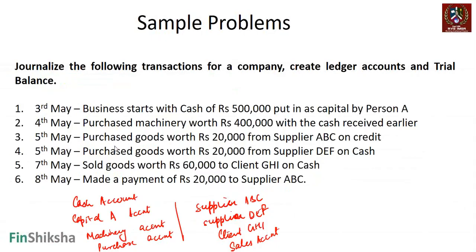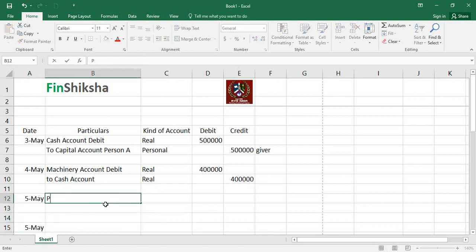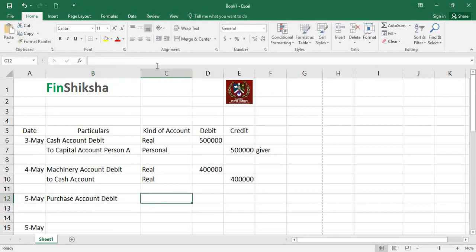We have 5th May, purchased goods worth 20,000 from supplier ABC on credit, and 5th May, purchased goods worth 20,000 from supplier DEF on cash, right? So 5th of May and 5th of May, there'll be two transactions. Purchase account. Purchase account is again a real account. So purchase account gets debited, right? Purchase account gets debited.